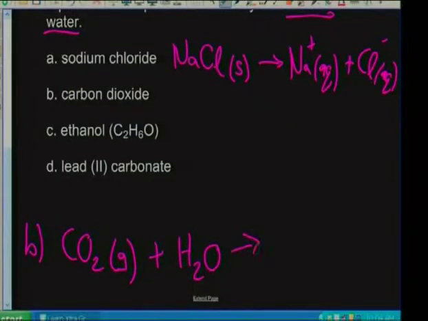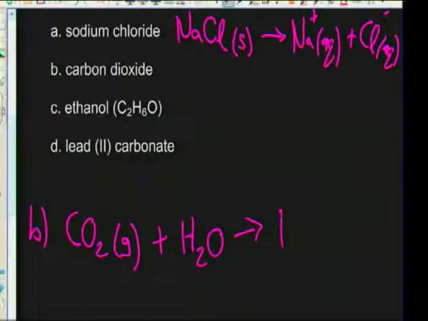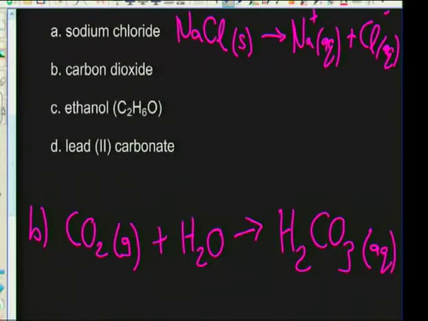Now, when it does dissolve, what does it do? It forms a different substance. So what we recognize here is that it goes to form the carbonic acid molecule, written as H2CO3. Now that's surrounded by water, so we say it's aqueous. And we put in the phase indicator for the water as well.